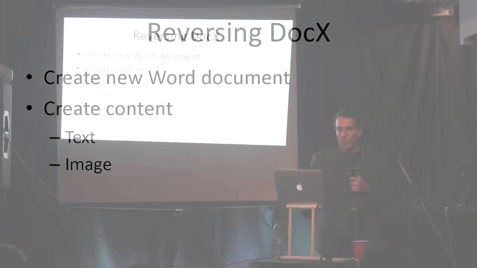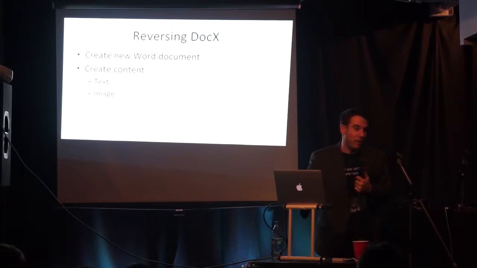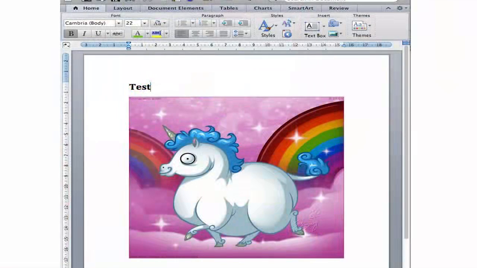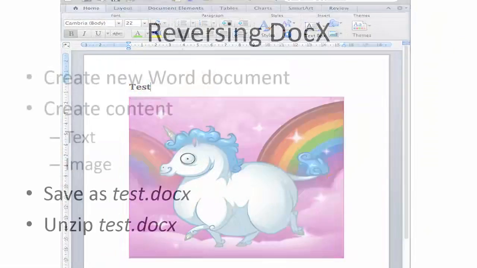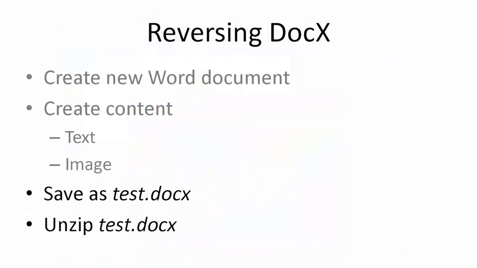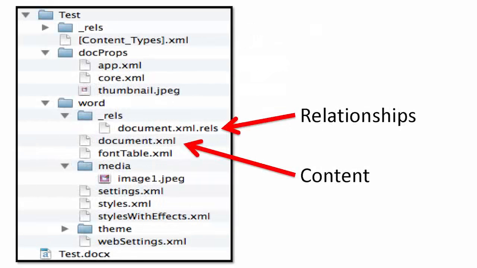OpenXML documents. For the first test, the first procedure would be to create a document with some text and an image, just so you can see what the structure looks like. That would be an example of something you create. Save that document, and now you probably want to unzip that file. The document structure would be something like that. Those are the folders in the zip file. And there are really two files that we're interested in: the relationship file, and the document file where all the content goes.